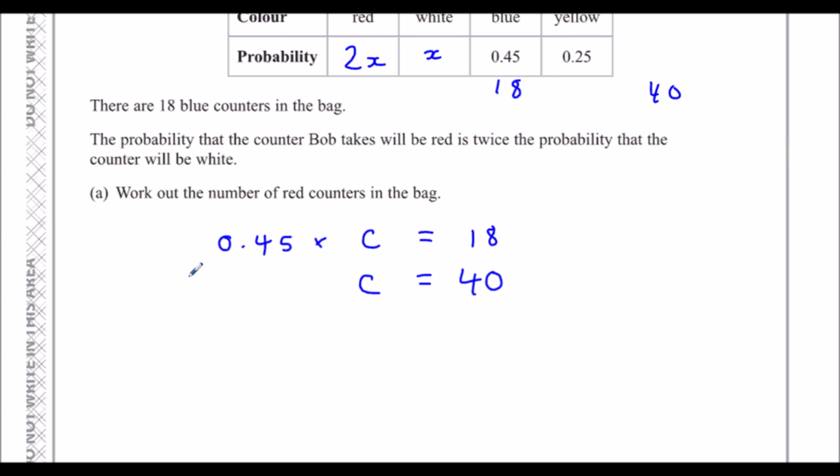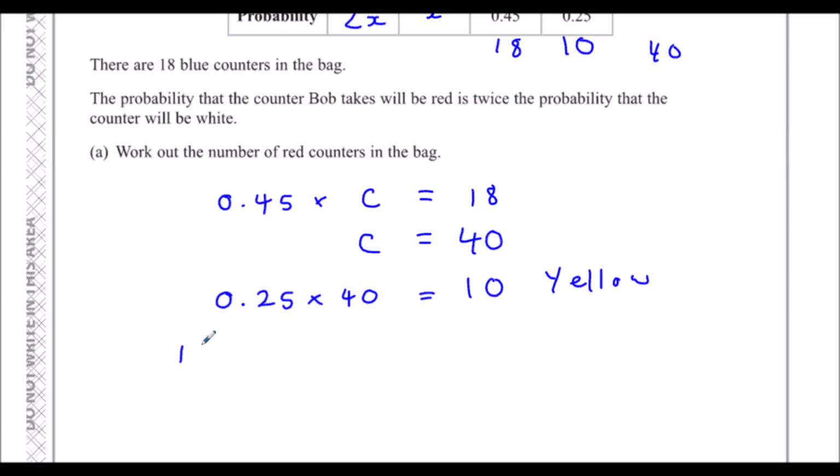I can work out how many yellow there are. So I'm going to do 0.25 times 40. 0.25 times 40 is 10 counters. So there's 10 yellow. So how many have I got left? I've got 18 and I've got 10, which is 28. So 40 take away 28 means there's 12 left, and they have to be the red or white.